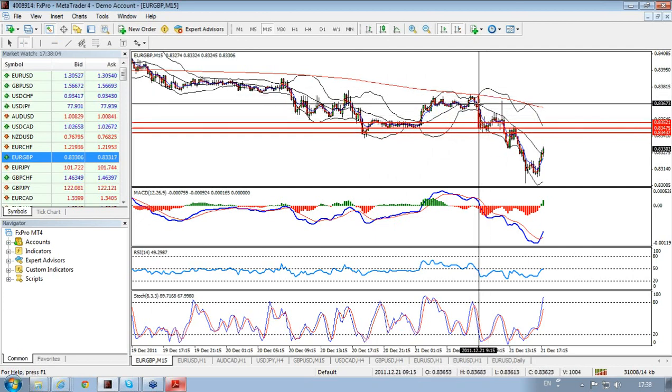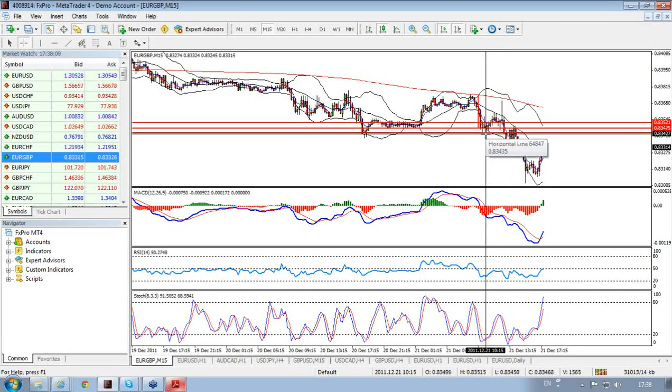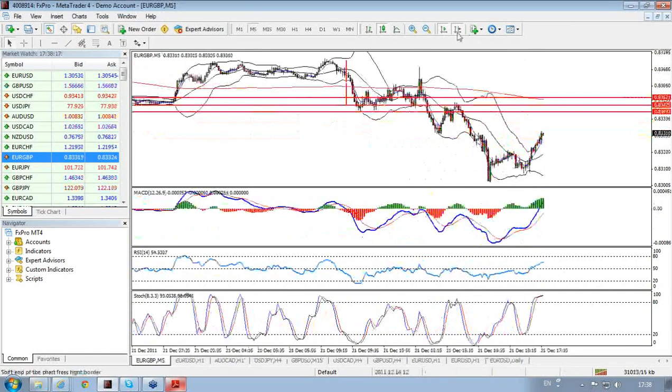Correct? You are looking for divergences around this area on the same time frame or time frame lower. Go for the 5-minute chart. Do you have any divergence here? Yes, you do. Double bottom and bullish.